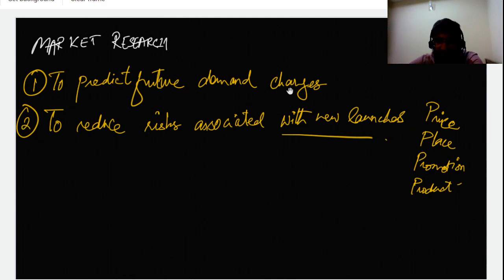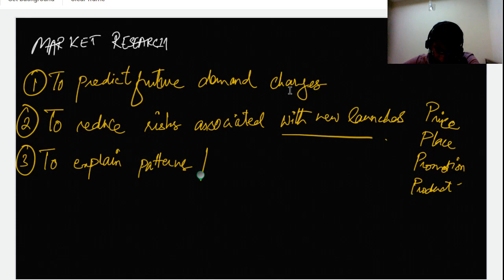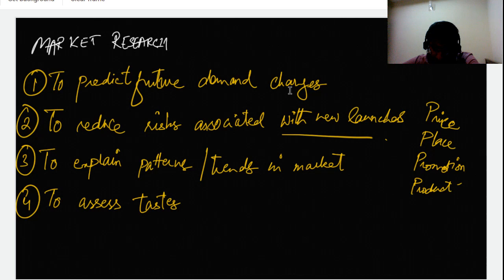Okay. The third thing is to explain patterns and trends in the market. And the fourth one: this is with regards to the market, how the market performs. The same thing has to be done with regards to consumers as well, to assess tastes, styles, flavors favored by consumers.